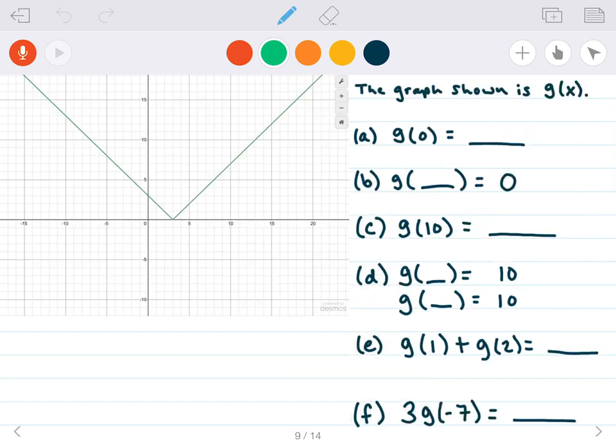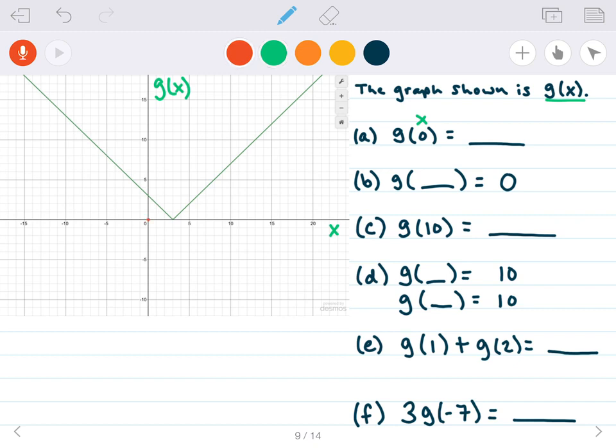Okay, let's do some more practice with this, because I know it kind of takes a second to get the hang of. Alright, so this is g of x. So again, our x-axis is horizontal, and our function, g of x, is going to be our vertical axis. So the first one says, when I have an x value of 0, what is the y value?